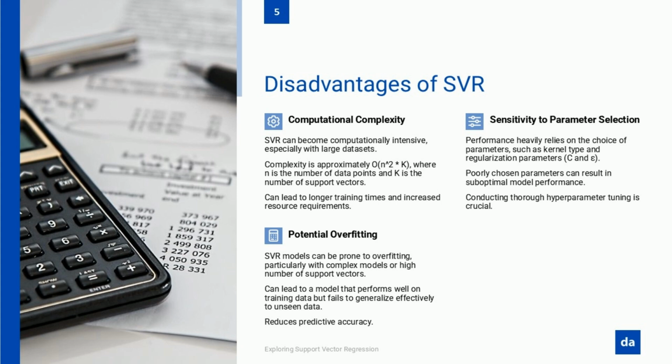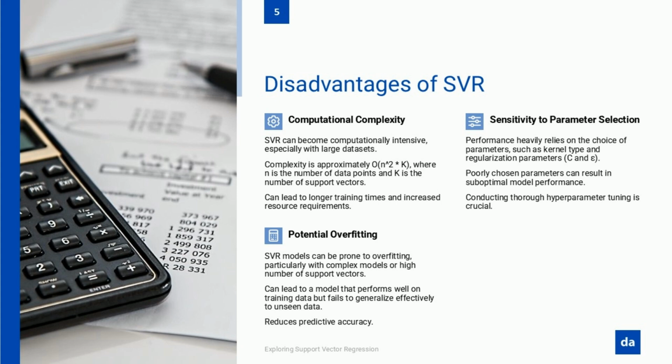Additionally, while SVR is robust to outliers, it is not completely immune to them. If the regularization parameter is too small, outliers can still influence the model's performance. Choosing the wrong epsilon value can also lead to a model that is either too lenient, ignoring important variations, or too strict, capturing unnecessary noise.